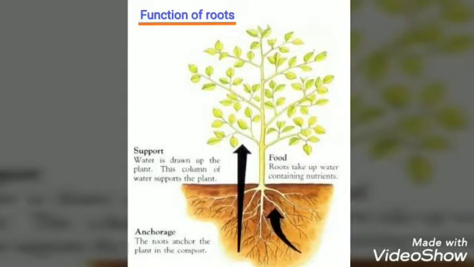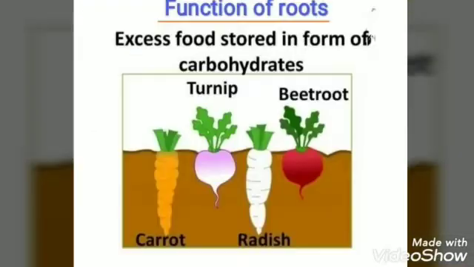Now let's learn about the function of root. Roots perform the following functions. Number 1. Roots of a plant spread underground and hold the upper part of the plant firmly in the soil. That is, they anchor the plant firmly in the soil and give support to the plant. Number 2. Roots absorb water and minerals from the soil and send it up to the plant.